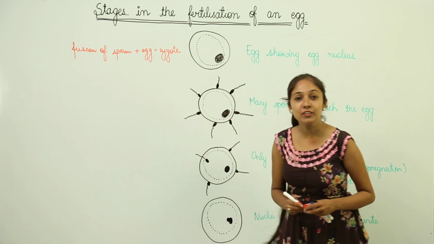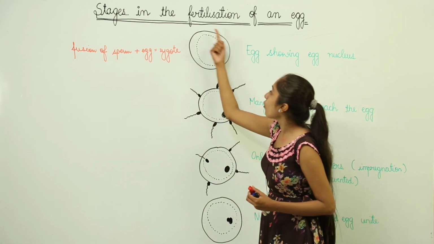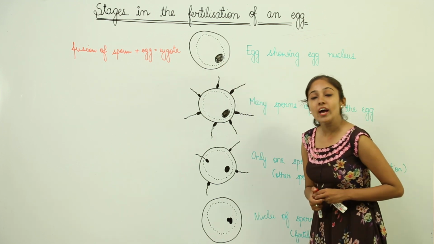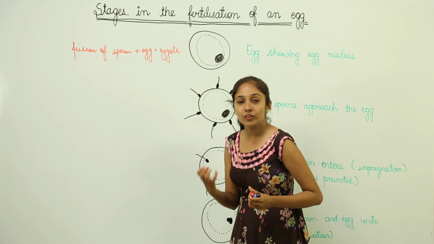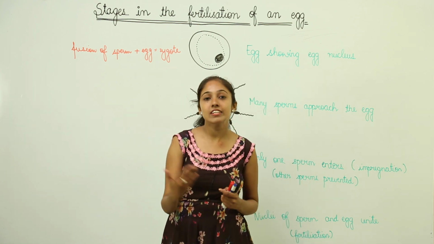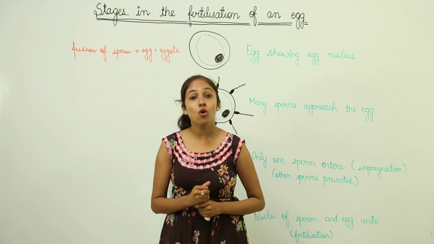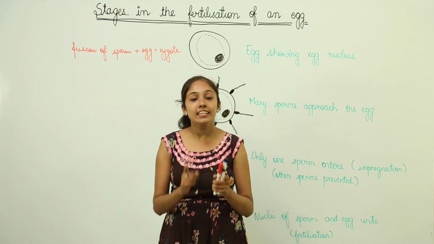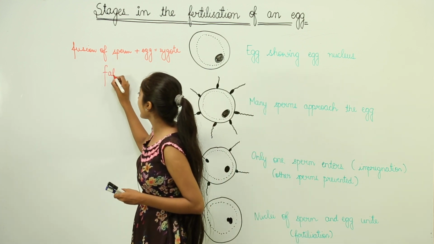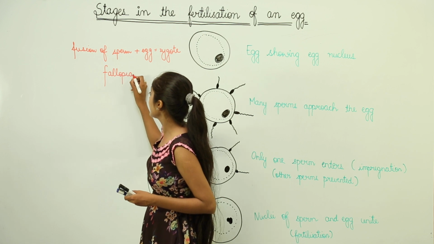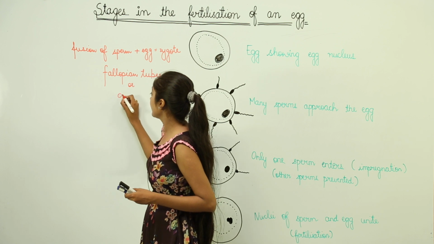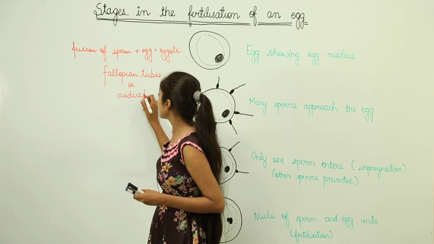So what is going to happen during fertilization? We have this ovum or the egg, right, which is containing this nucleus. Now at the time of copulation, what is going to happen? Many sperms are going to enter the vagina, and through the vagina they are going to reach the oviducts or the fallopian tubes. So what is the site of fertilization? We have fallopian tubes which are the sites of fertilization, right? Fallopian tubes, which you also call oviducts, are the sites of fertilization.